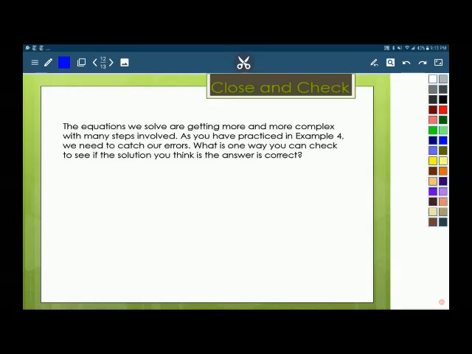All right, I've got one last close and check question for you. See if you truly understand what we were talking about in today's lesson. It says the equations we solve are getting more and more complex with many steps involved. As you have practiced in example 4, we need to catch our errors. What is one way you can check to see if the solution you think is the answer is correct? Okay, so what can you do to check and see if your solution is correct?